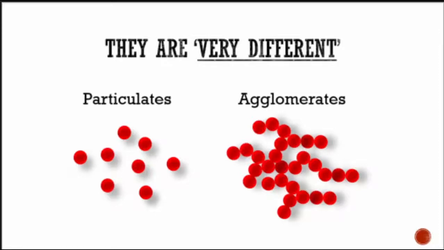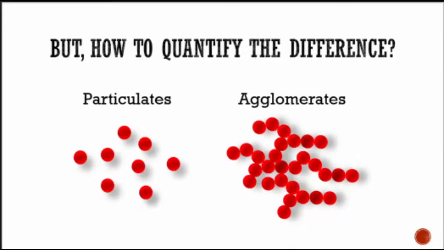So the mechanics that are going on in the particulates and agglomerates are essentially different. And this is fundamentally due to the interaction between those particulates, causing those changes in the mechanics. And currently, these have been distinguished and quantified separately.